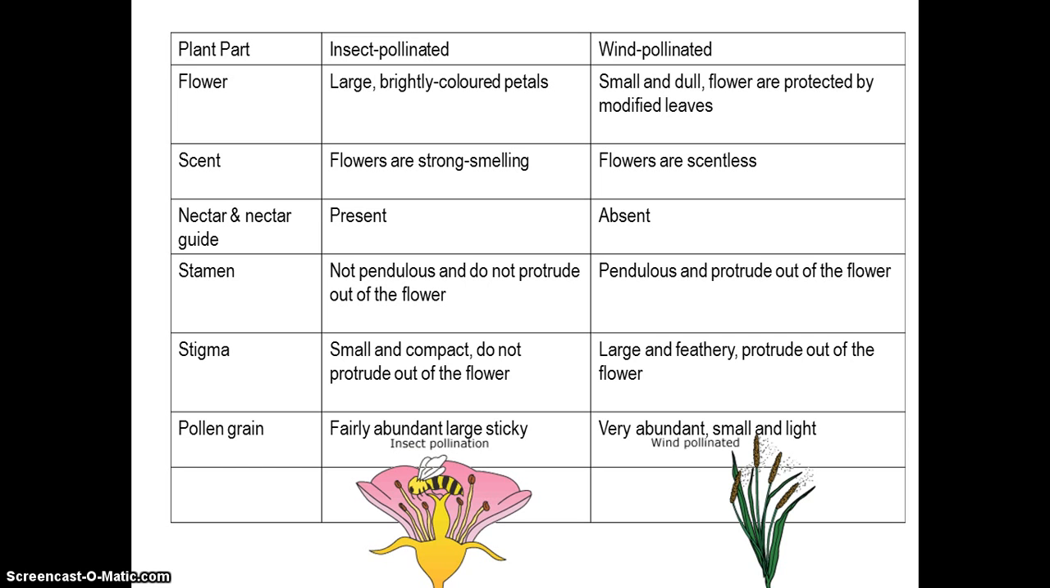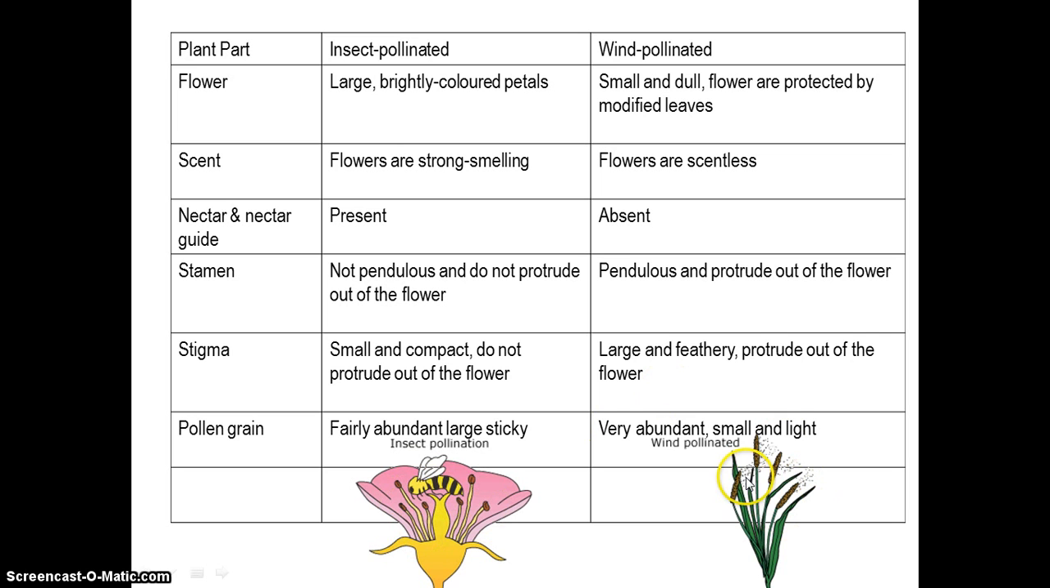In insect-pollinated flowers, the stamen is not pendulous and does not protrude out of the flower. If you look at the diagram here, the anther and the filaments are inside the flower. The stigma is small and compact and also does not protrude out of the flower. Insect-pollinated flowers produce less pollen, but it is sticky so that the insect can stick it on itself.